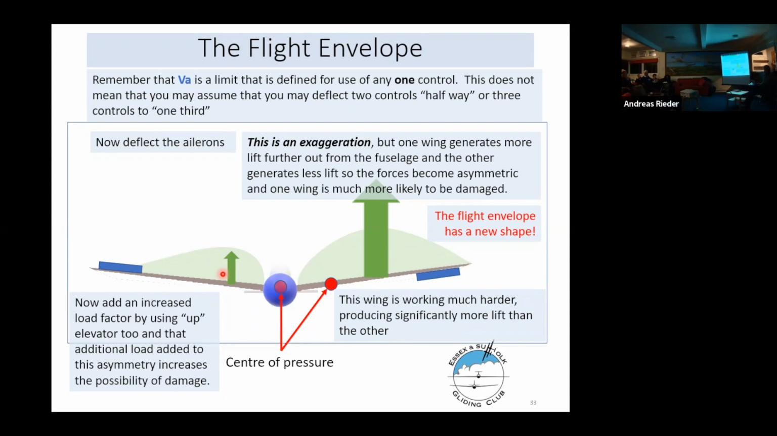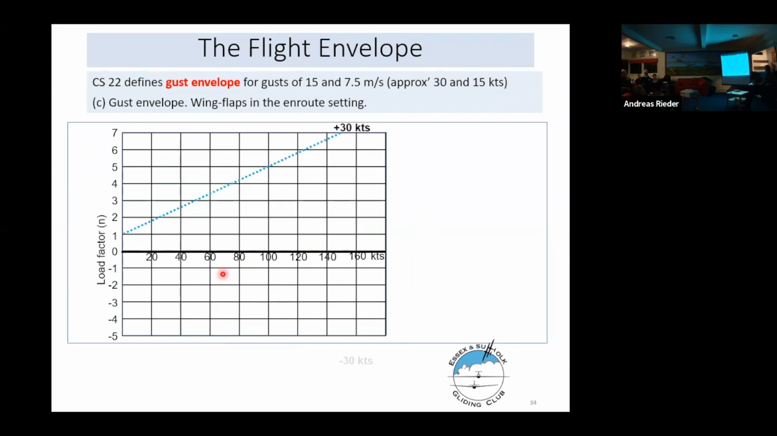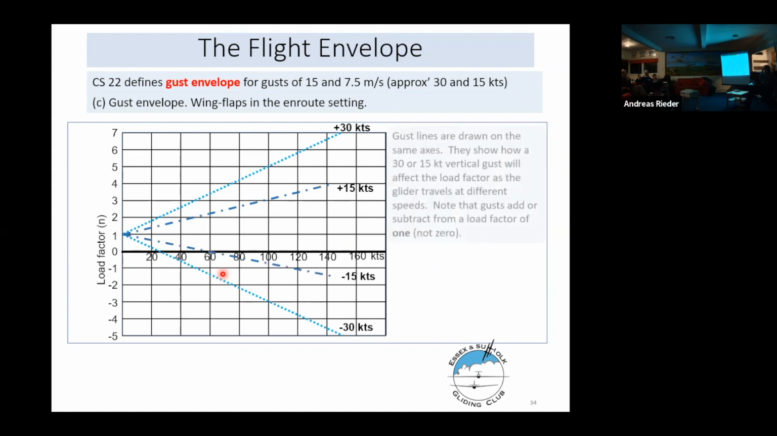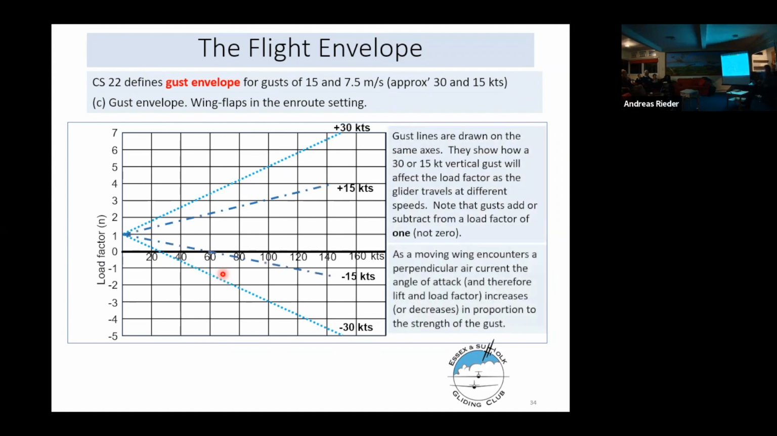I'm skipping forward simply because time is passing. This is a gust envelope which is plotted on the same coordinate axes. Again, CS22 defines what these gusts are: 15 and 7.5 meters per second, which is approximately 30 and 15 knots. So since everything else I've done is in knots, I'm using 30 knots and 15 knots.